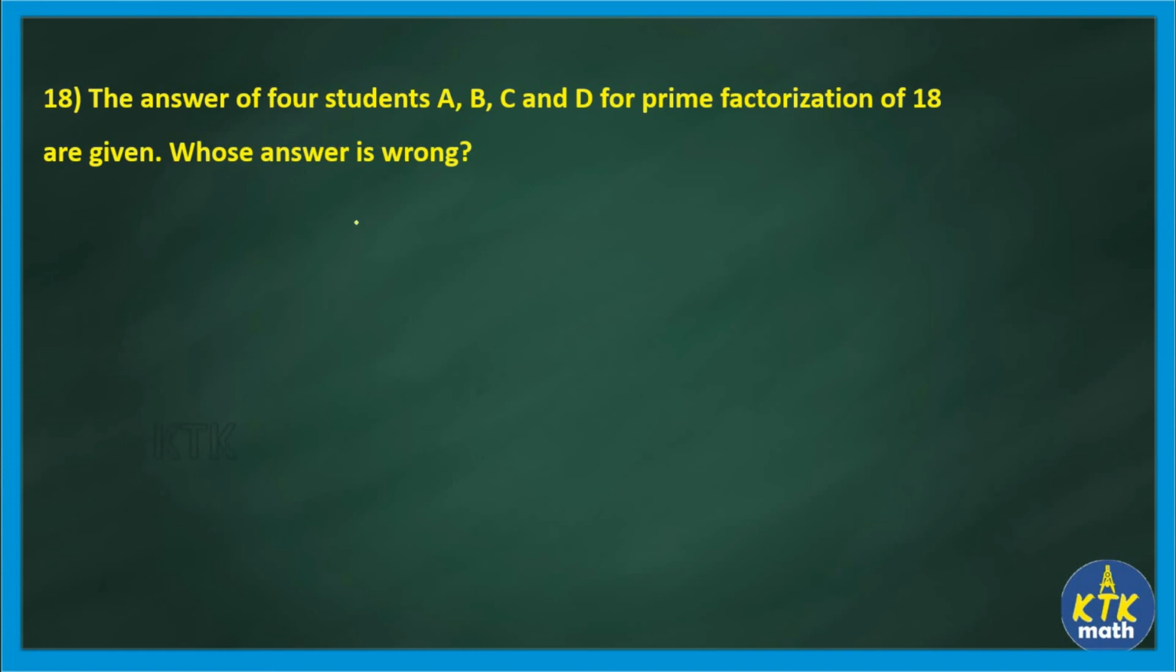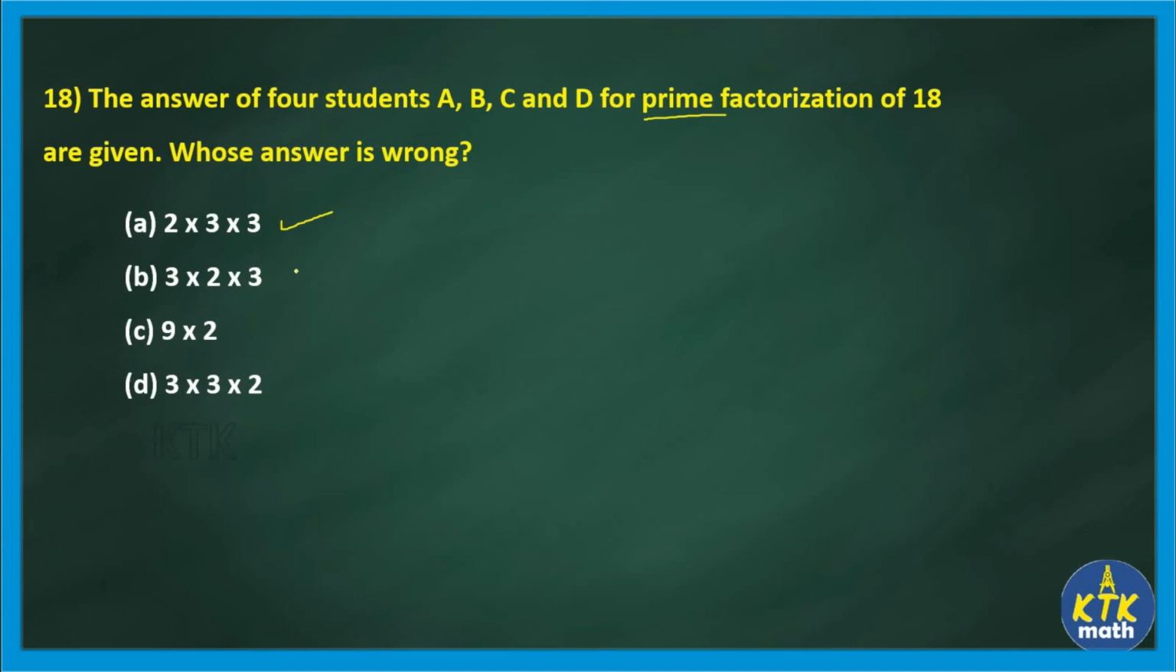Next, only three more questions are there. Question 18. The answers of four students A, B, C, D for the prime factorization of 18 are given. Whose answer is wrong? So we know what is meant by prime factorization. The factors must be written only as prime numbers, right? When you multiply all the factors you are going to get 18. But the only thing you need to check is whether the factorization contains only prime numbers.